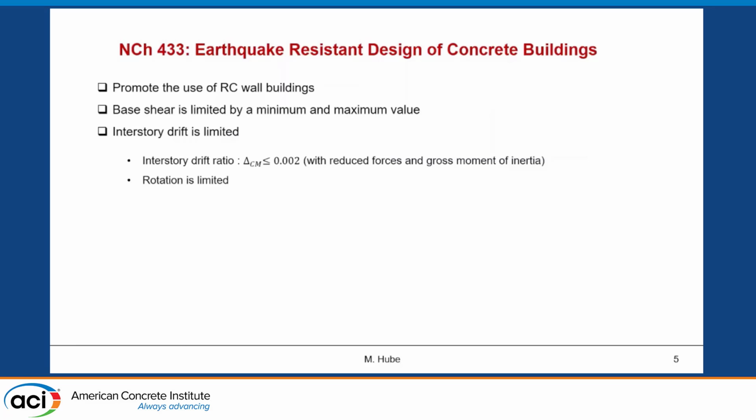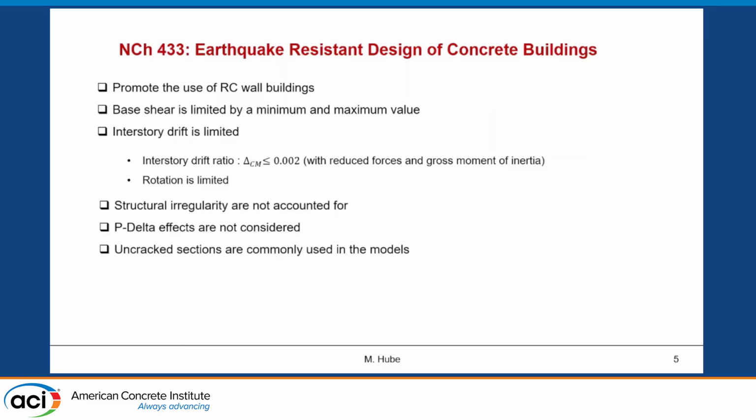Base shear is limited by a maximum and minimum value, similar to ASCE7, and also interstory drift is limited. It's limited to 0.002, the interstory drift ratio, which is difficult to compare to the 2% drift ratio of the US. So this is 0.2%. But for this verification, we use reduced force, and for estimating the period in the model, we use gross moment of inertia. So it's not a simple comparison with the US. It provides stiffer buildings, but not 10 times less. The comparison is not that way.